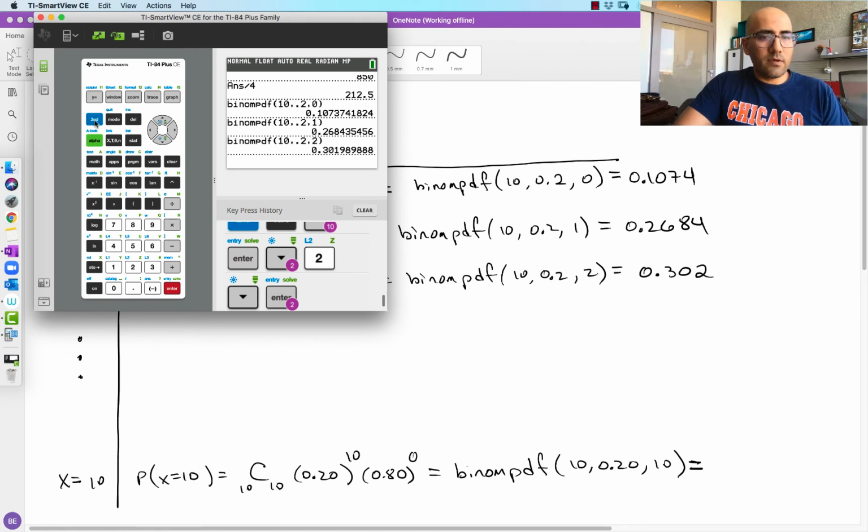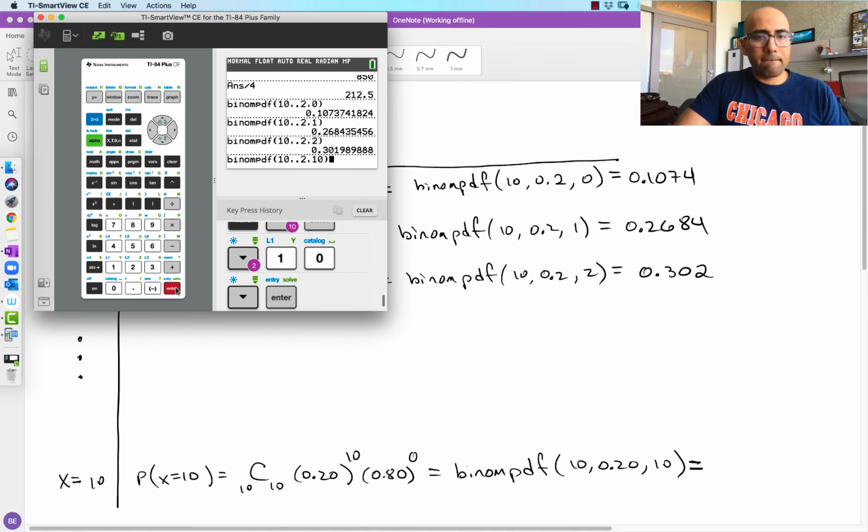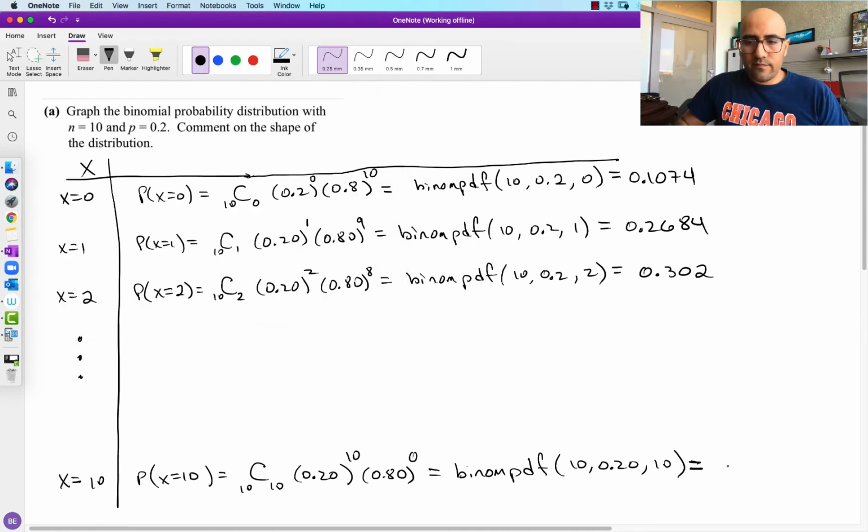It's going to be distributions, binomial PDF, 10, 0.2, and then here this becomes a 10. Paste, enter. And now remember, this is scientific notation. It's going to be a very small number. We have to move this decimal space to the left 7 times, which means that we're going to have 6 zeros between the decimal and the first value of 1, which becomes 1024.